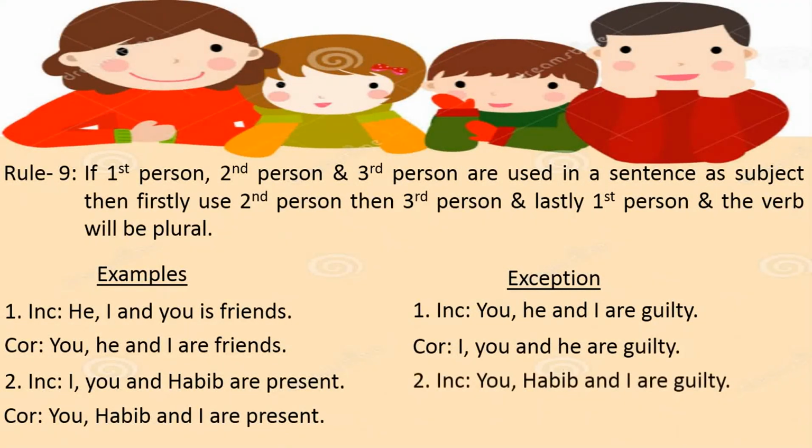Okay, you, Habib and I are guilty. So then you have to write I, you and Habib are guilty. So this is the exception. Whenever you find a sentence that admits guilt, then you have to write the first person, second person and third person. Otherwise, in every sentence, whenever you find first person, second person and third person as subject, you have to write firstly the second person, then the third person and lastly the first person. You have to remember these rules. This is a very interesting rule.